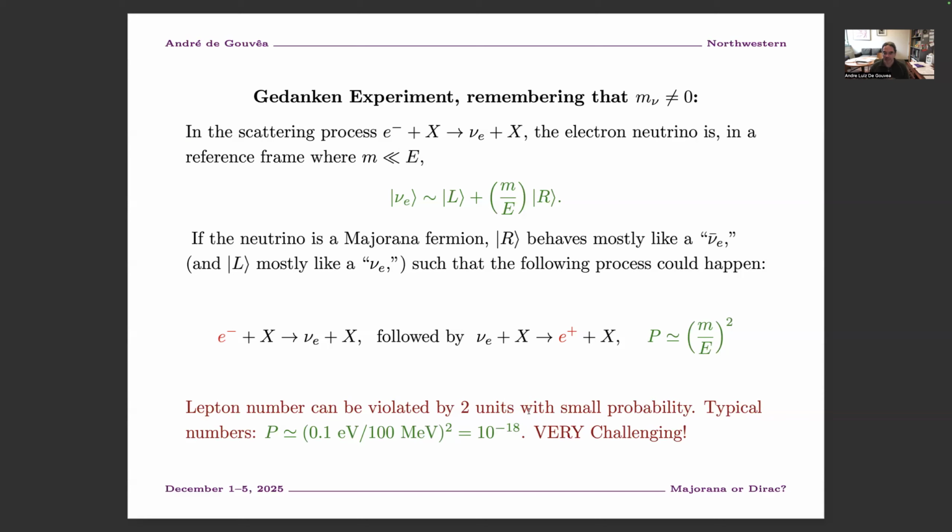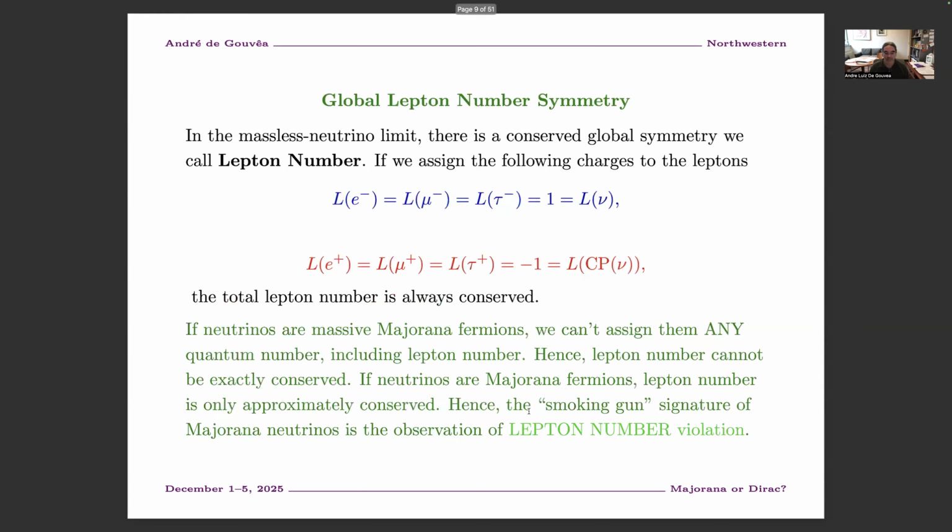So this is a probability that will be 10 to the minus 18, 10 to the minus 20. It's almost impossible to think about observables that will be sensitive to this. And I'll come back to this in the remainder of the talk.